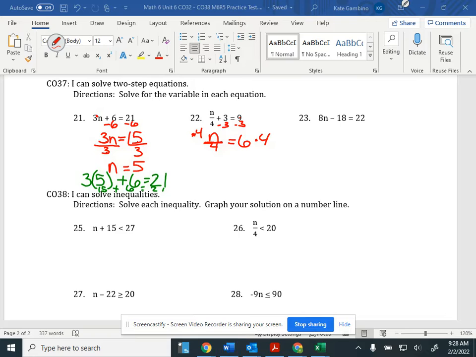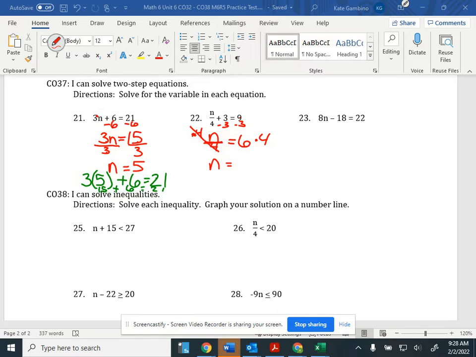Always double check, are you doing the right operation? Check to make sure you're doing that opposite. Add, subtract, multiply, divide. If you forget which two go together, look at the two objectives right above it. It says add, subtract. It says multiply, divide. So it's telling you what those inverse operations are, just up top higher on the page. So multiply by 4, divide by 4 cancels each other out. So I'm left with just n.